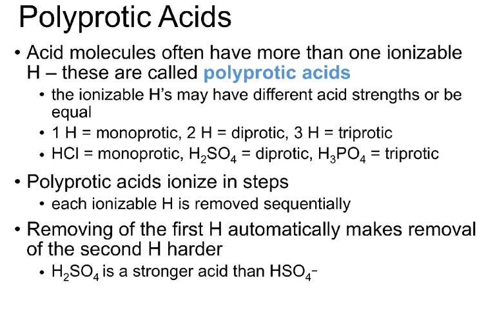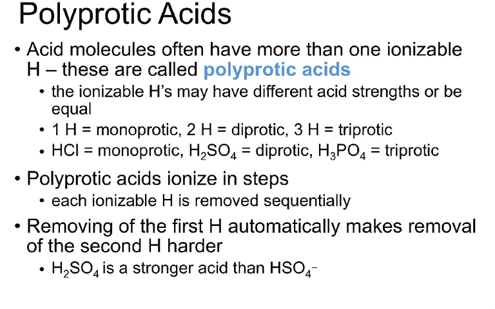Okay, one last topic briefly, polyprotic acids. Some acids have more than one ionizable hydrogen. Those are called polyprotics. So one acidic hydrogen is monoprotic, 2 is diprotic, 3 is triprotic. And they generally have different acid strengths. Occasionally they're equal, but generally they're different. And each ionizable hydrogen is removed sequentially.